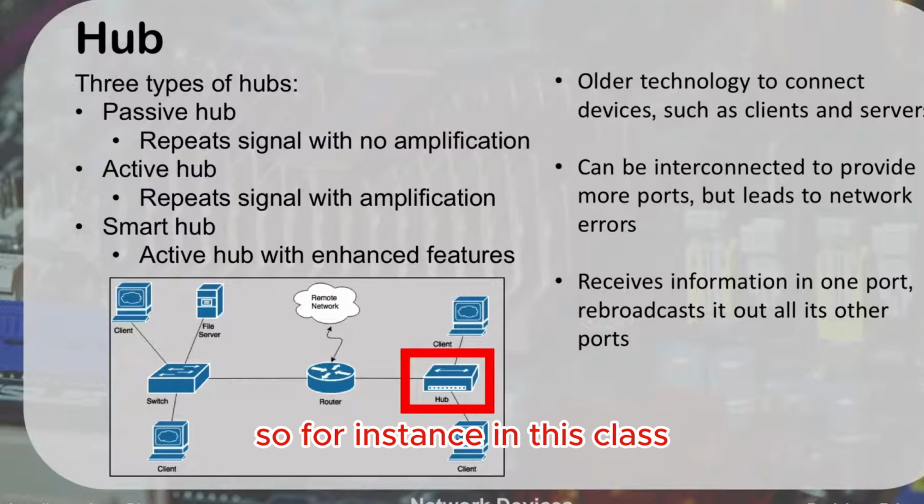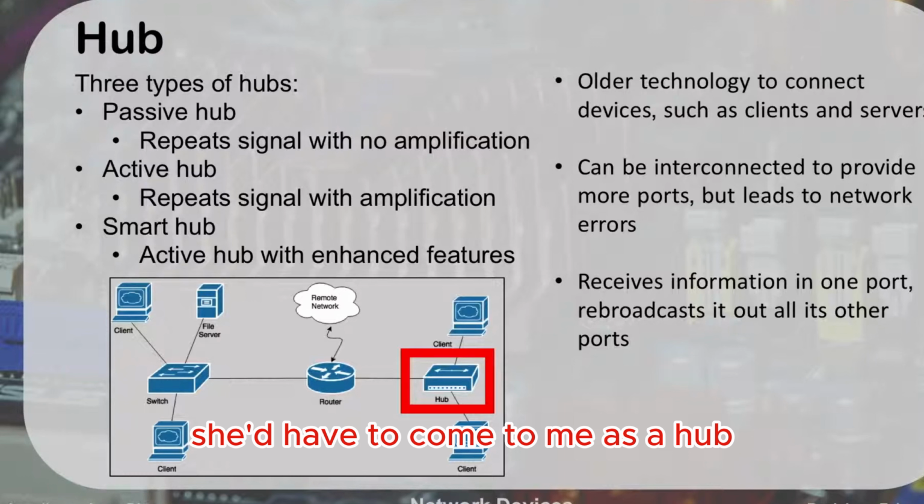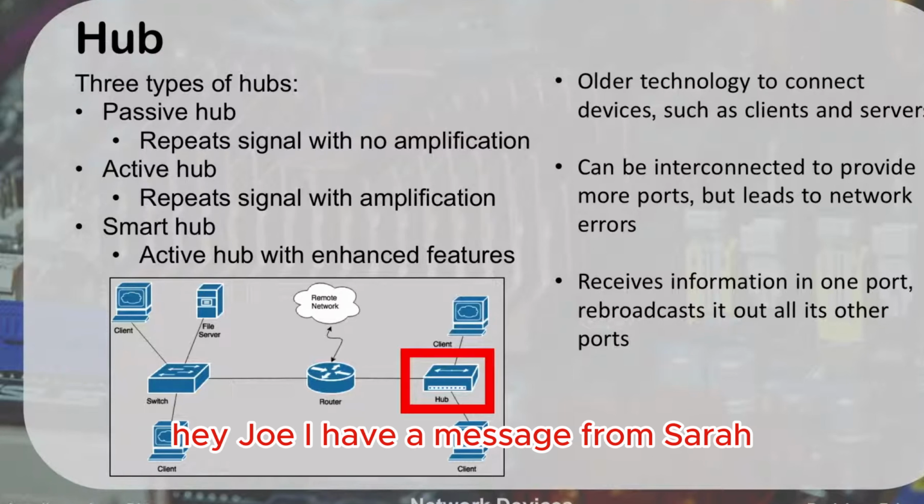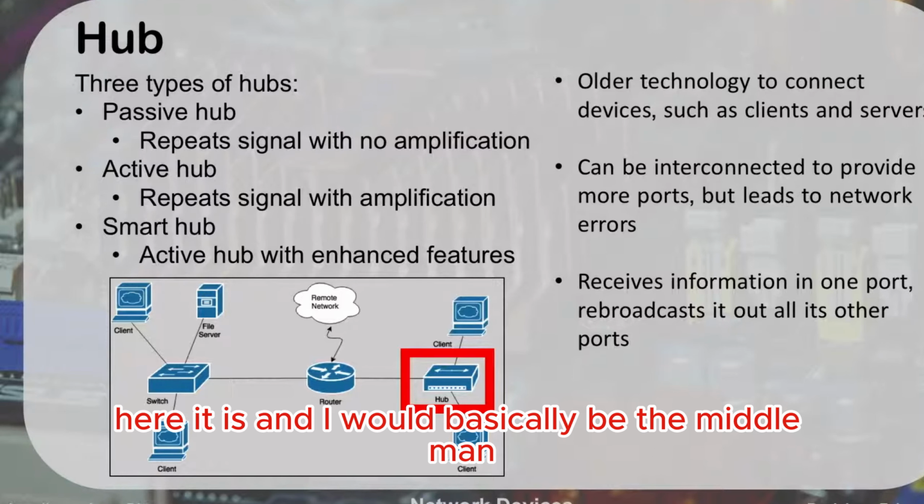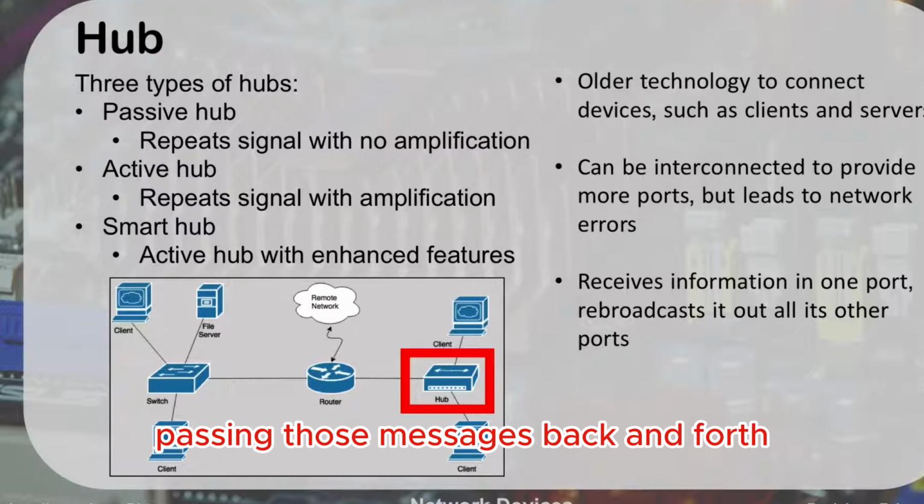So, for instance, in this class, if Sarah wants to talk to Joe, if we were in a network, she'd have to come to me as a hub. And then I would go and say, hey, Joe, I have a message from Sarah. Here it is. And I would basically be the middleman passing those messages back and forth.